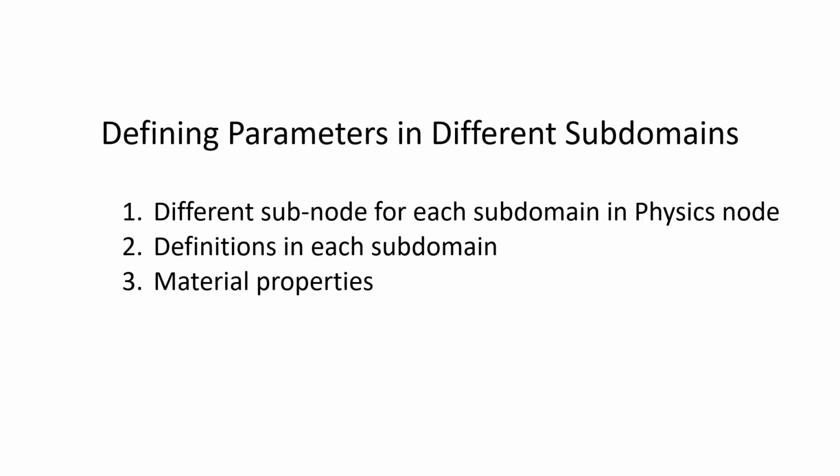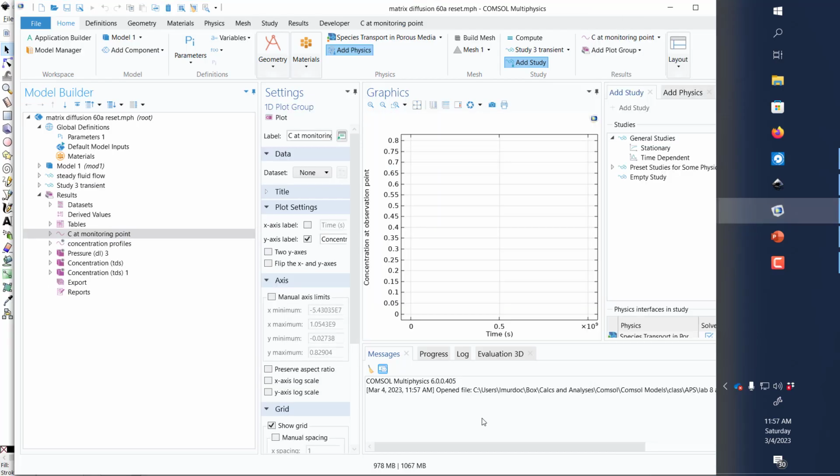In this video, I want to show you how to set up parameters in different subdomains. There'll be three different ways of doing this. We'll have a different subnode for each physics node. We'll define the variables in each subdomain, and we'll use material properties. So here's the first one.